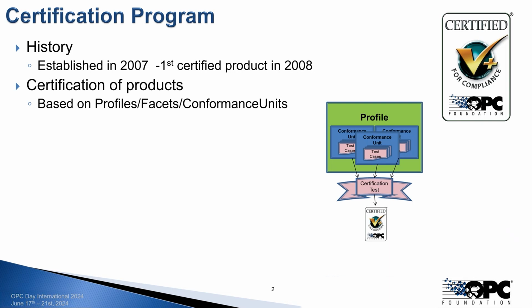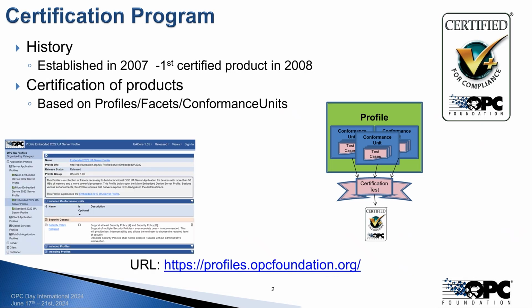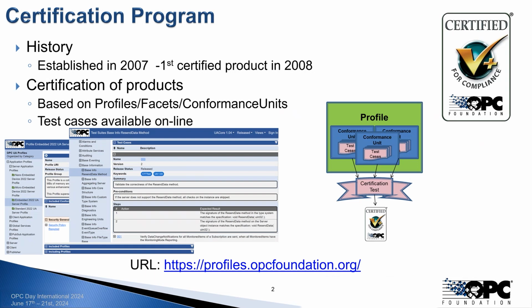Certification for OPC Foundation is always based on profiles, facets, and conformance units. That's what we test. That's what we do. The profiles and facets are available on the Foundation's website via the profile tool. And mind you, this tool also contains all of the test cases. So you can actually see the test cases, see what's being tested. So it has all the details available through that tool.